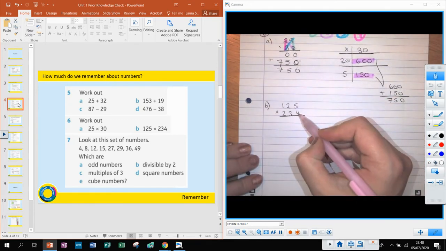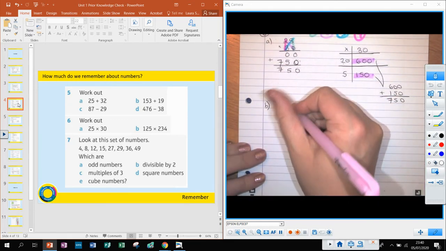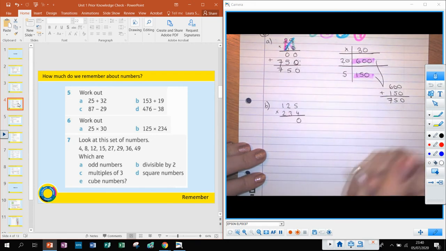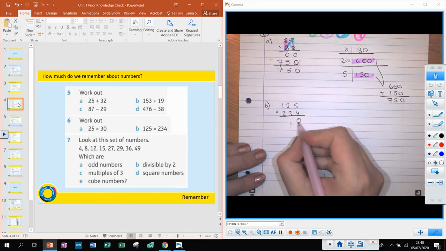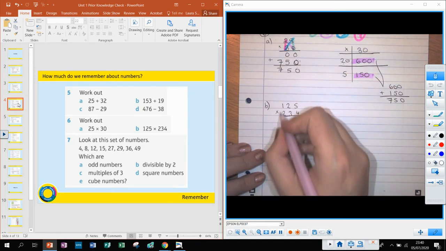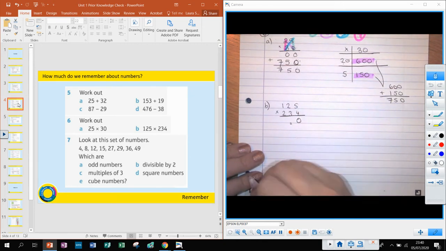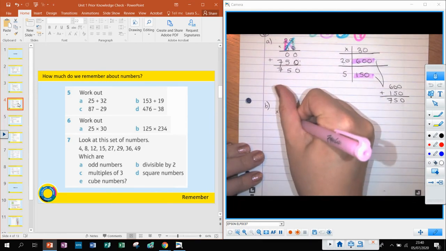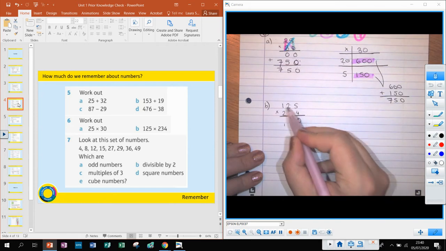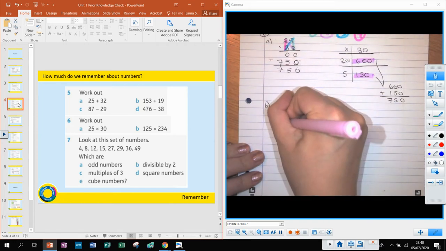Okay, so first we're going to do ones times ones. Okay, 4 times 5 is 20. So I put a 0, and then I'm going to call this a baby 2 because I don't want it to get in my way, and I have to add it on in a moment. So 4 times 5 is 20, carry the 2. 4 times 2 is 8, add the 2 is 10, carry the 1. 4 times 1 is 4, plus the 1 is 5.